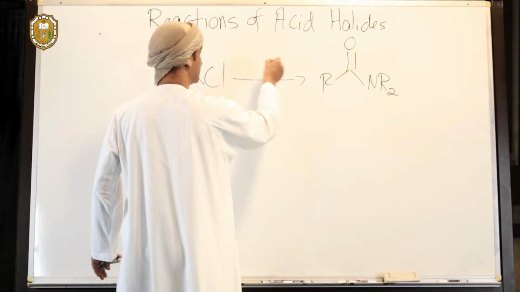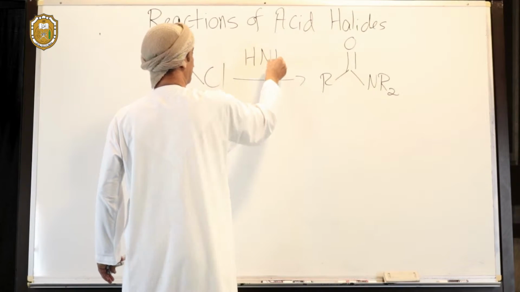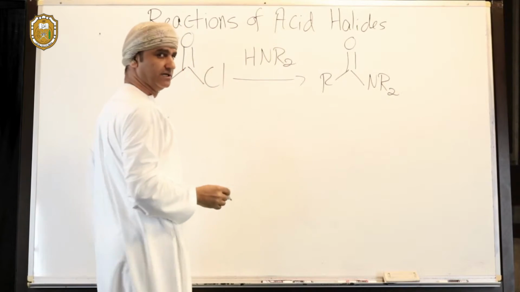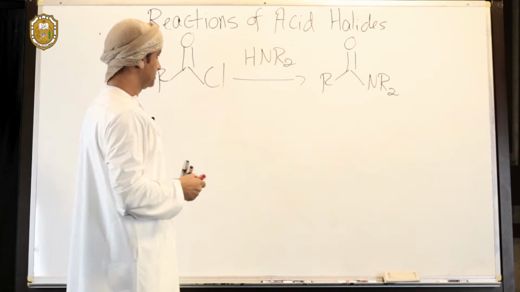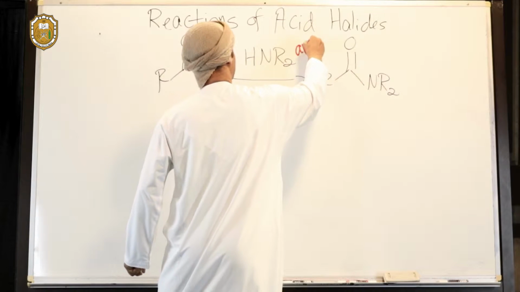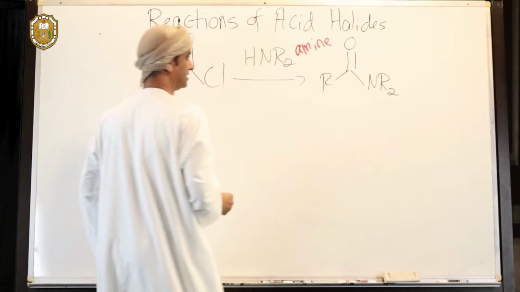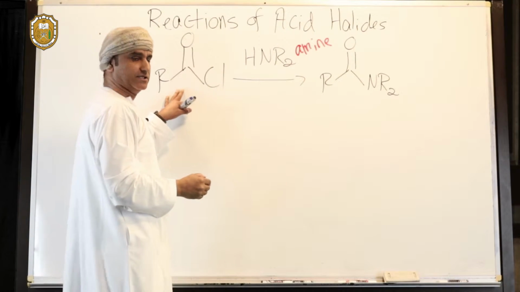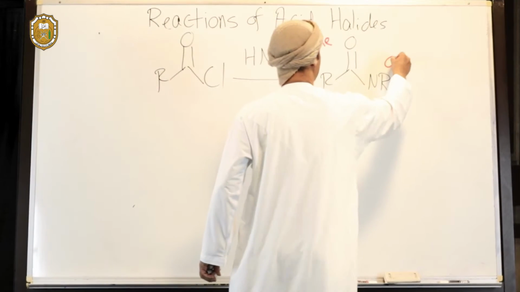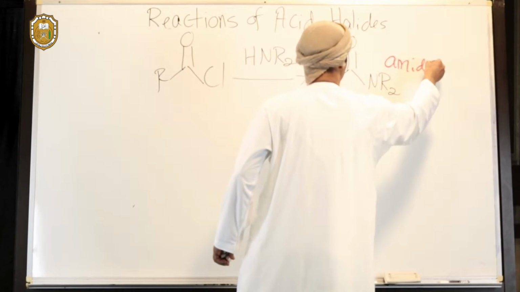So if we have NR2, then HNR2 as the amine. It is, of course, the nucleophile in this case. So that's the amine, that's the acid chloride. This is the amide that is desired.